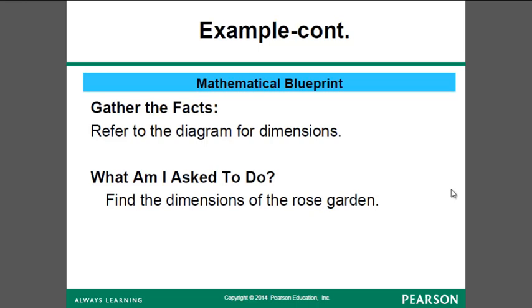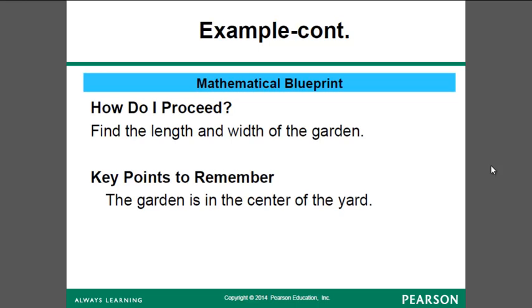What we also need is what we're being asked to do, which is step 2 of our mathematical blueprint: find the dimensions of the rose garden. So step 1 in a mathematical blueprint is to gather your facts. Gather what information you know. Step 2 is to decide what you are being asked to do. What is the question actually asking for? Step 3 is to ask yourself, how do you proceed? What do you actually need to do in this process? So what we need to do is find the length and the width of the garden.